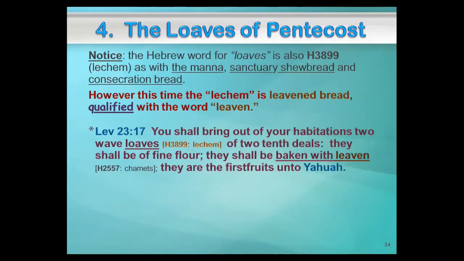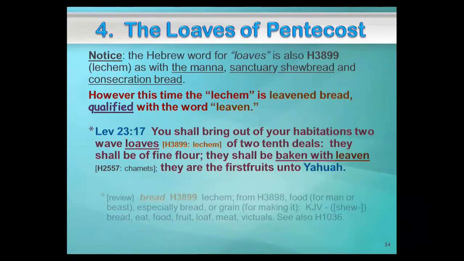In Leviticus 23:17, this is what it says. You shall bring out of your habitations 2 wave loaves, 2 lechems of 2/10 deals. They shall be of fine flour. Now look what it says. They shall be baken with leaven, shemetz. They are the first fruits unto Yahuwah.